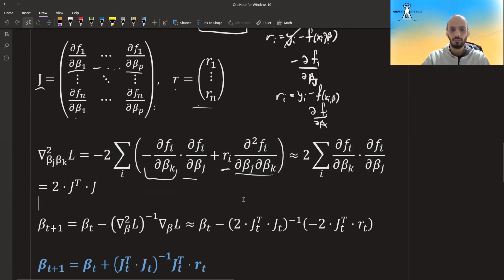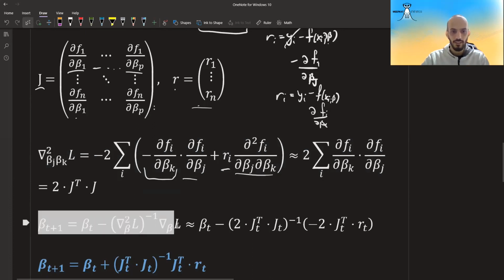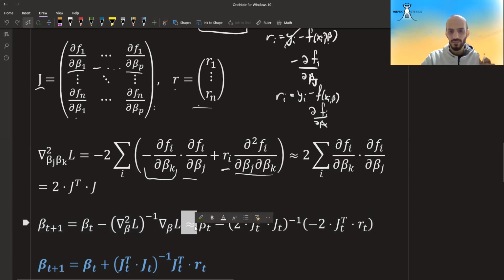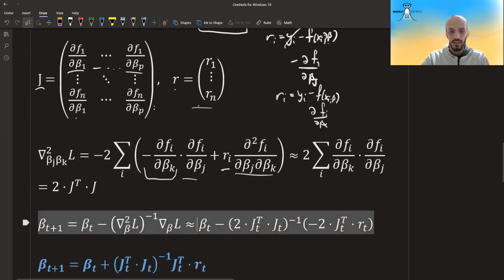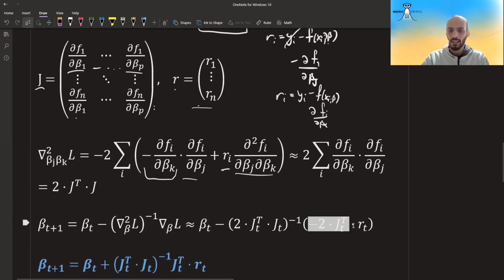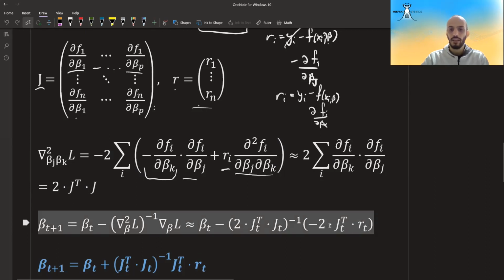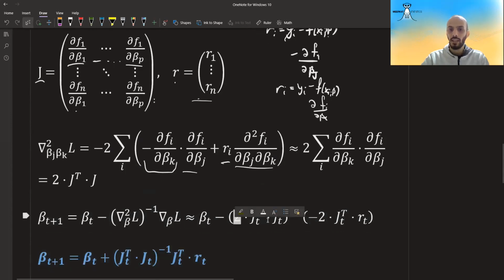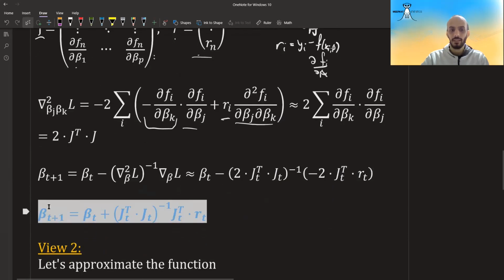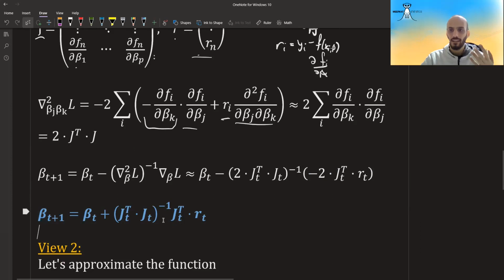So now we plug in this approximation. This is the regular Newton method, and this is the Gauss-Newton method. We now approximate it with what we have: this for the Hessian and this for the gradient. Okay, so the minus and minus cancels, we get a plus. The 2 here is inverted, it becomes a half, so it cancels with the 2 here. And we end up with this expression over here, which is the formula for the Gauss-Newton method.